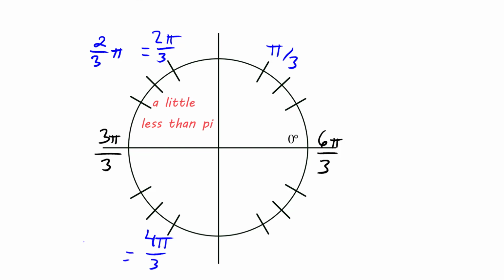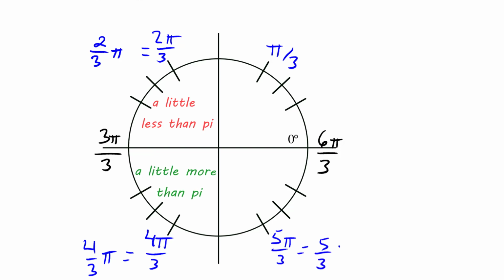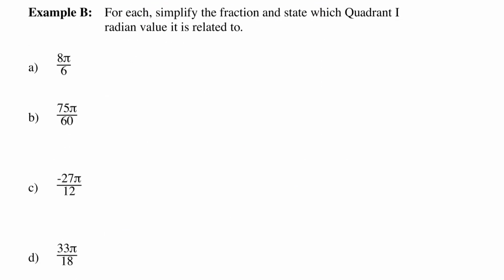And the 4/3 pi is 4 pi over 3. It's a little bit more than 1 pi. It's in quadrant 3. And the 5/3 pi, we can think of that as almost 6/3, but not quite. So it's almost 2 pi, but not quite. So it resides in quadrant 4. It's going to be important for us to be able to locate these values in the unit circle.